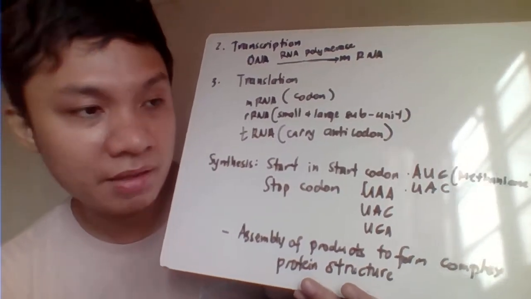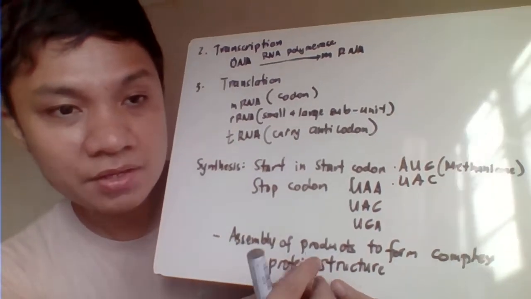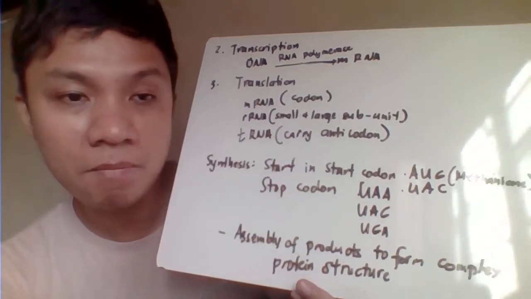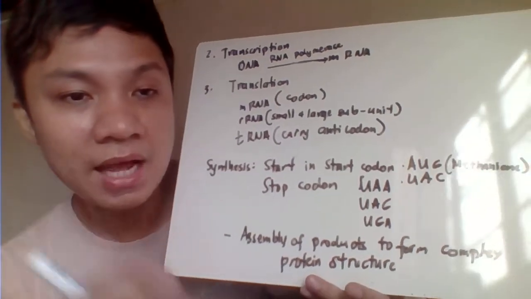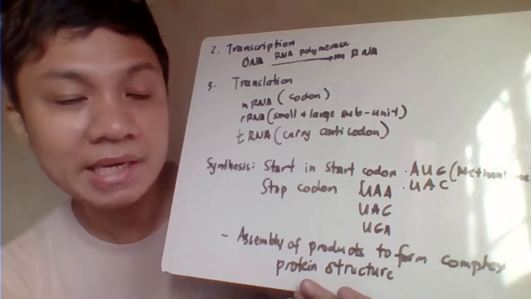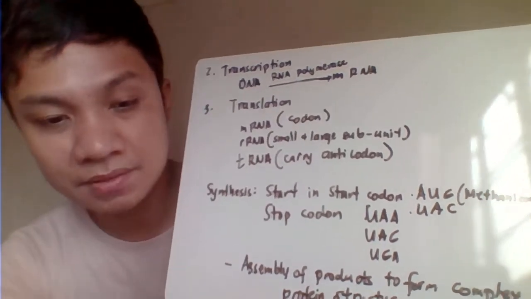And after that, if you have individual amino acids, you package and assemble them to form a bigger complex protein structure, and that becomes the product of your particular replication, transcription, and translation process.